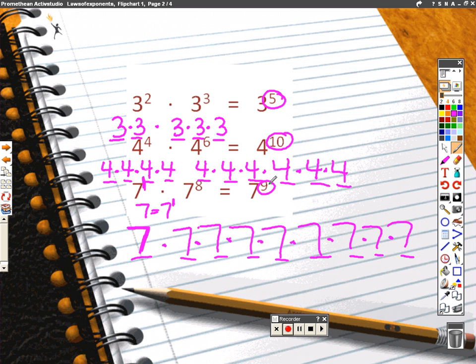9. The trick, if you saw it, was if I take my exponents, I can add them when I multiply. So 2 plus 3 is 5. Now this only works when the bases match. Both of my bases are 3. Both of my bases here are 4, so I can do 4 plus 6, which is 10. Let's move on.